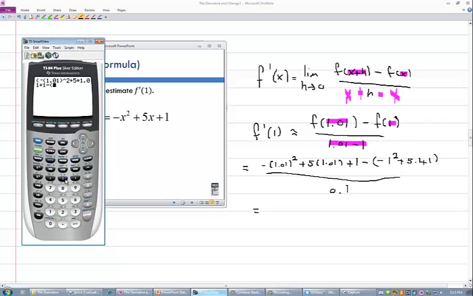Then minus left parenthesis negative 1 raised to the 2 plus a 5. I'm going to do 5 times 1. And then plus a 1 in parenthesis divided by 0.01. Oops, I made a mistake over here actually. For some reason I put 0.1 on the bottom, so if you caught that, then you probably have it right. I should put a 0.1 here. So let me put a 0.01. And then I hit enter on here, and I get out about 2.999.